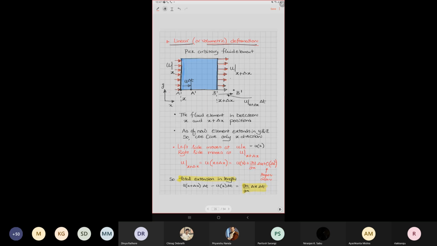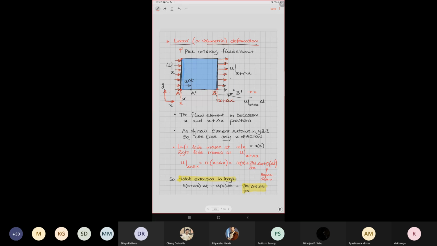Now, let us fix a coordinate system. This is the x-axis and this is the y-axis. With respect to that, this is the y-axis direction and this is the x-axis direction. This material has coordinates like A and B. I'm going to track it because this position is at x location and this position is x plus dx. This is the way I'm going to define it.